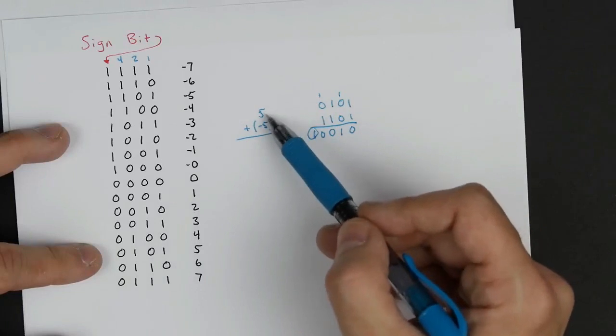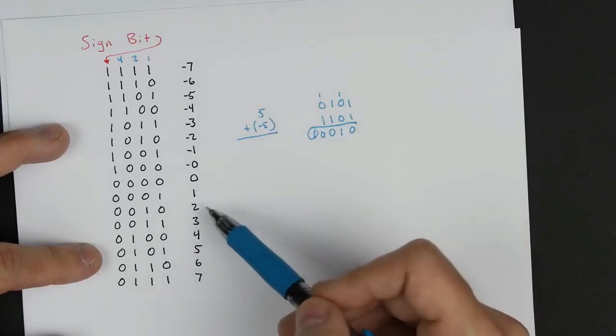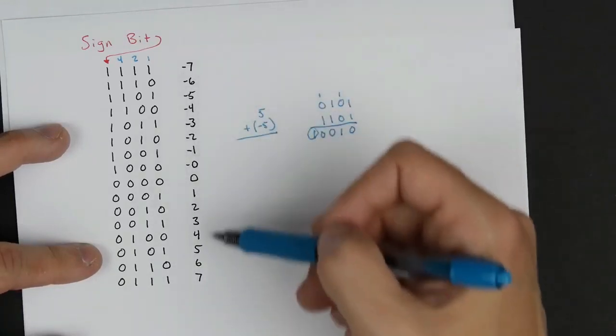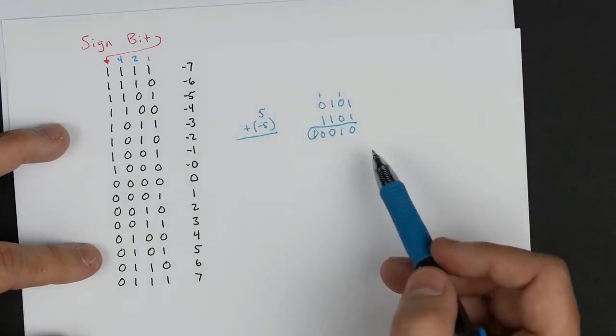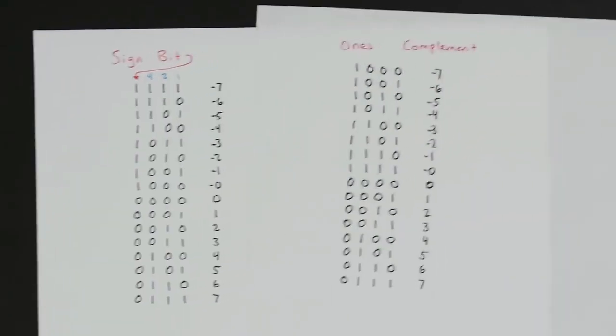Well, so that's kind of weird. If we're adding 5 and negative 5, we wouldn't expect to get 2. And you can try adding some other things here, and it doesn't work. So let's take a look at another scenario here.